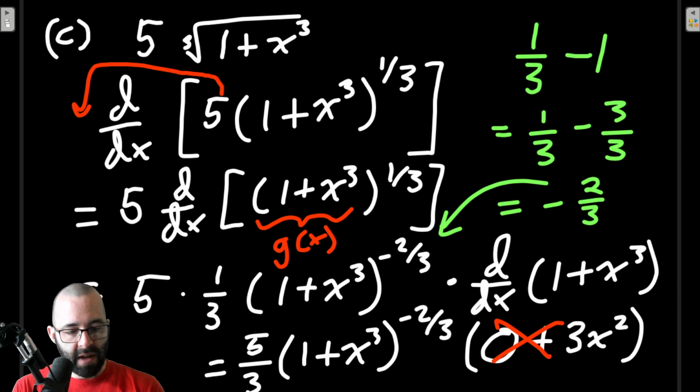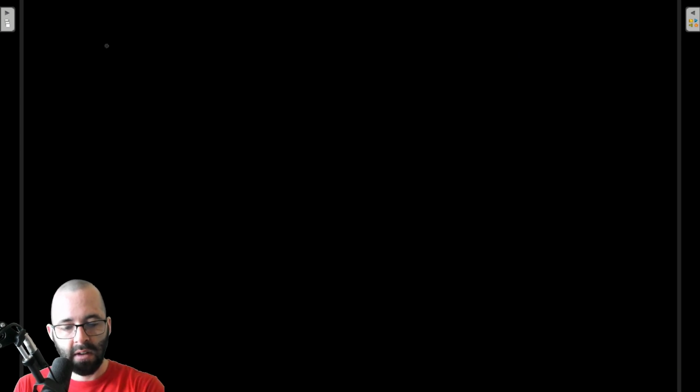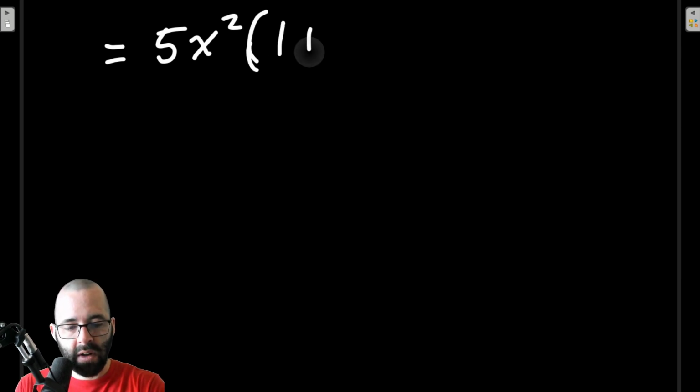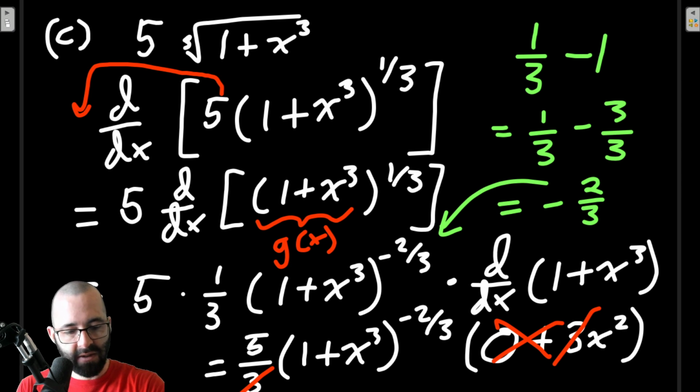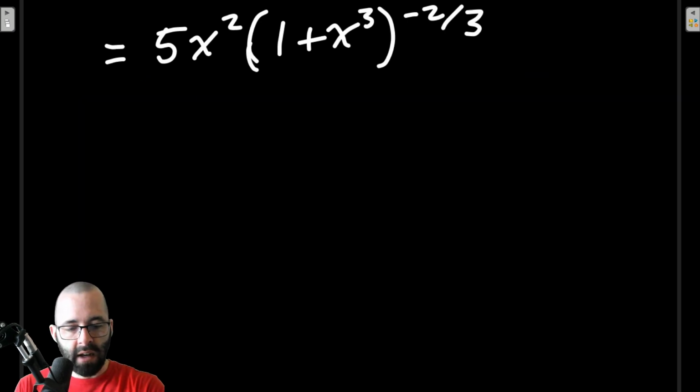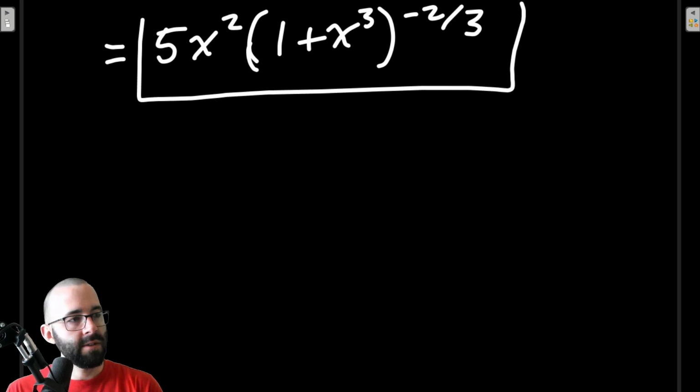So we have a 3x squared being multiplied by a 5/3. We'll get some cancellation there. These 3's are going to cancel. 3 divided by 3 is 1. So really we'll just get 5x squared times that inside. We get 5x squared times 1 plus x cubed to the negative 2/3, which is what I believe we had. Great. And that is a perfectly decent, acceptable answer.